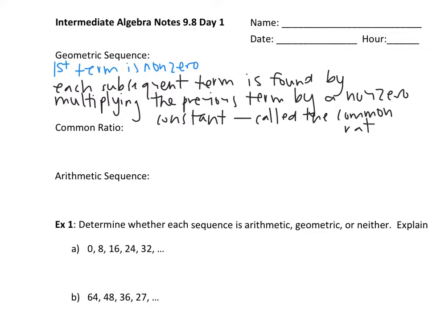And how we define the common ratio, typically we use the variable r for common ratio. And then the common ratio is found by dividing any term by its previous term. So if it doesn't just stick out at you that the sequence is multiplying by 2 or by 1/2 or whatever the common ratio is, we can find that by dividing any term by its previous term.